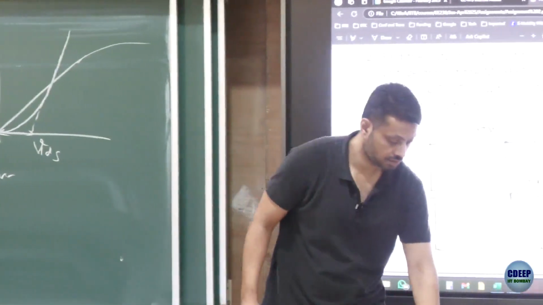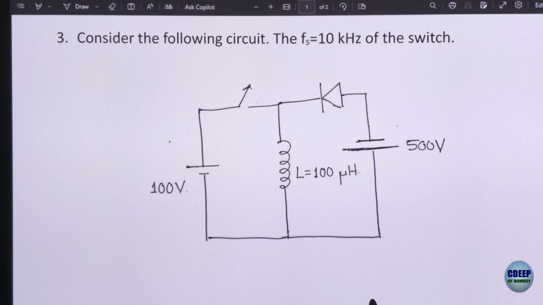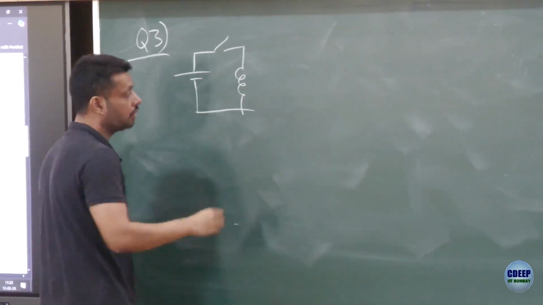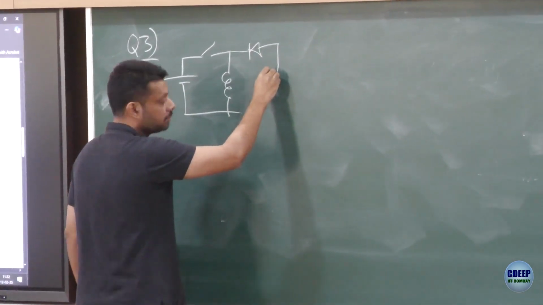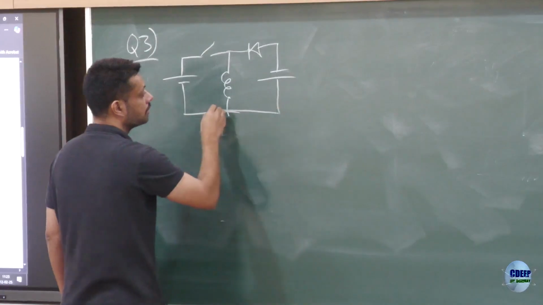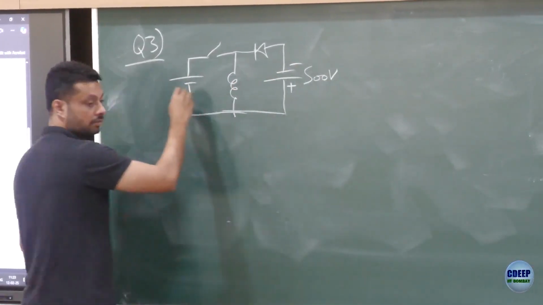Okay, and let's go to question number 3. Question number 3, can you please read and see if you, oh, there is no question. Consider the following circuit. There is a question. Let me first draw the circuit, then we will go to the question. What is this circuit, by the way? What is this circuit called? Buck boost? Kind of buck boost? Not actually buck boost?